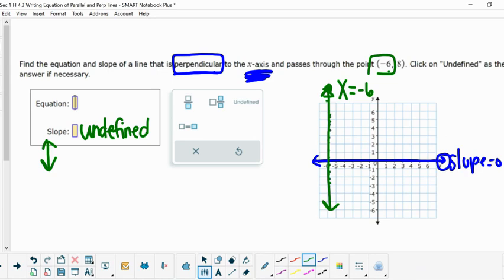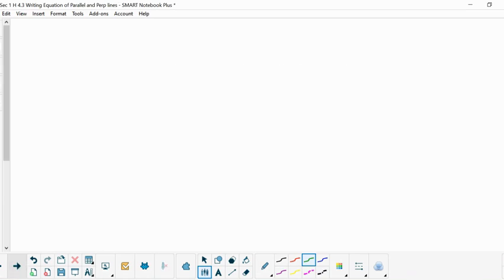Sometimes you might be writing a horizontal line, that would be y equals, and this one would be 0, because it's going through 0. Okay, so horizontals have slopes that are 0, verticals have slopes that are undefined. So our equation would just be x equals -6, a vertical line. Those are the two that are special. Okay, let's look at another one.